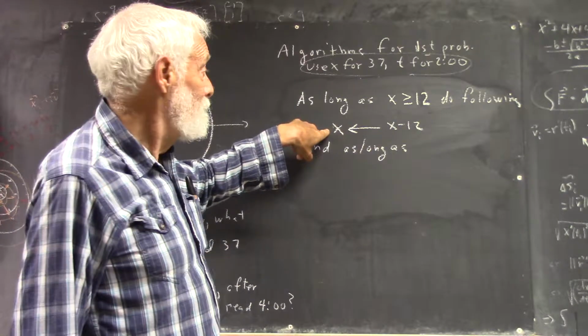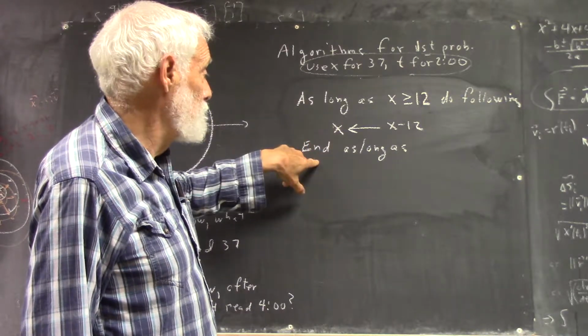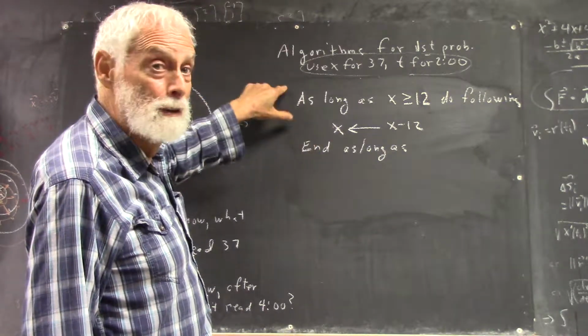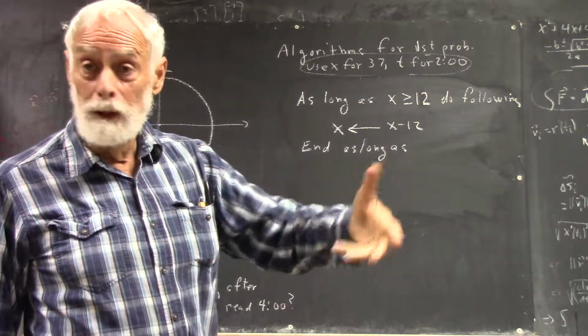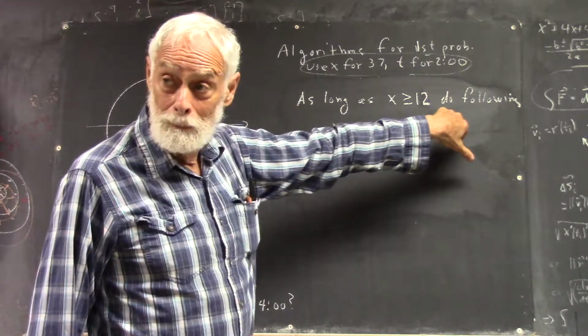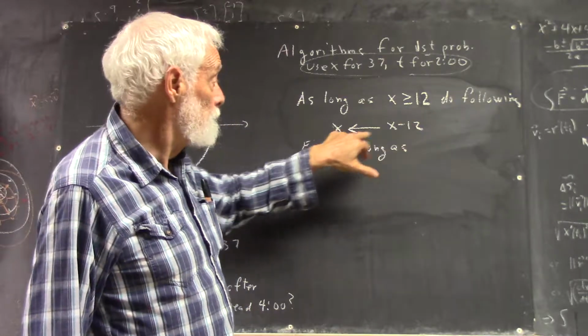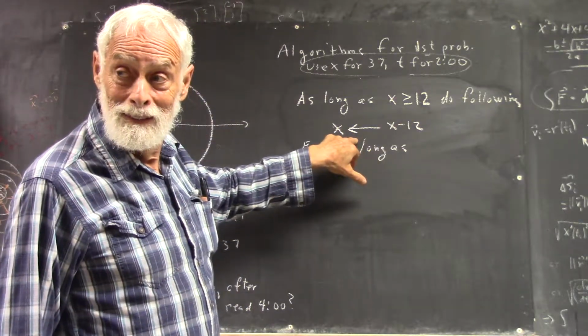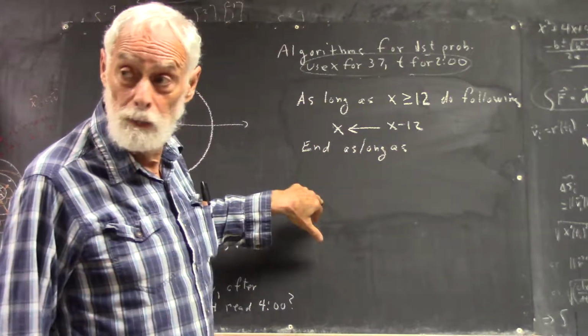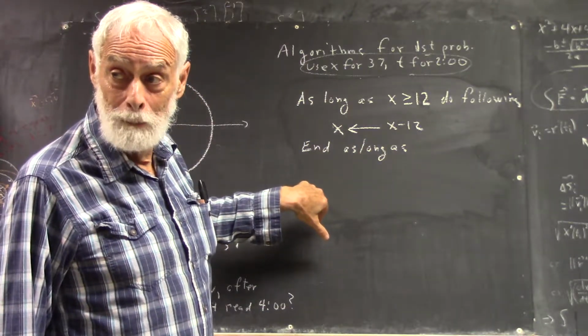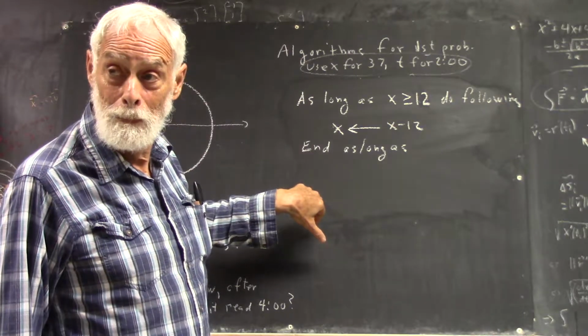Now, x is still 25, so we don't end. We keep doing this until we meet this condition, right? As long as x is greater than or equal to 12, we keep doing this. And once it is less than 12, we end this and go on to whatever's next. Does that make sense? Yes.